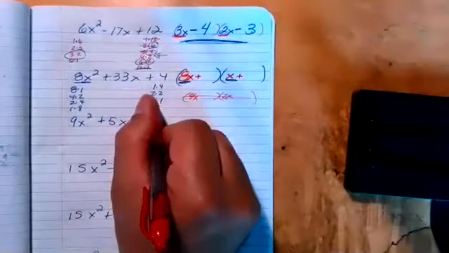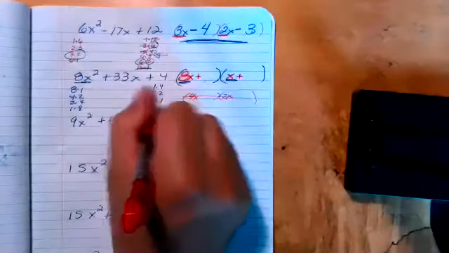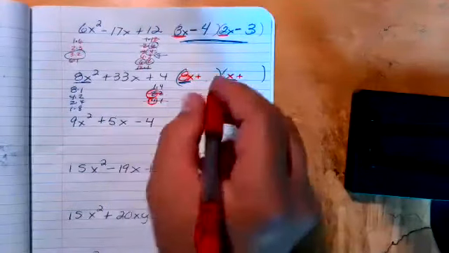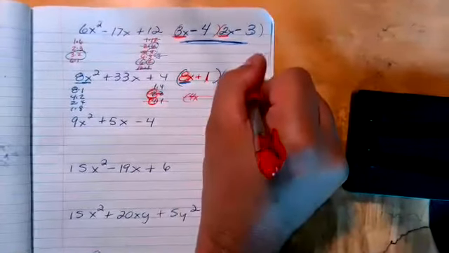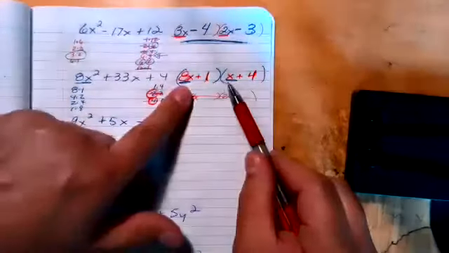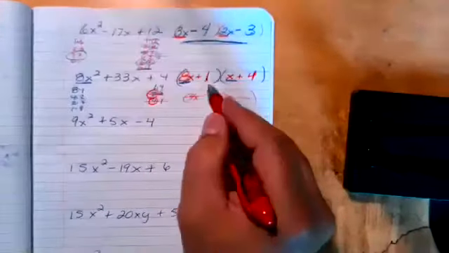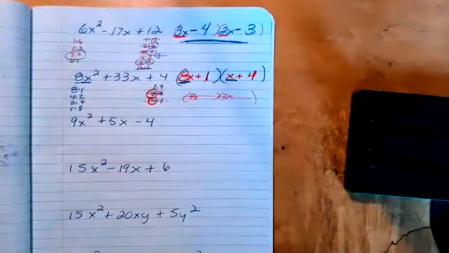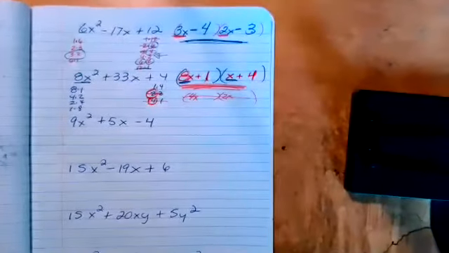I know I can't use 4 and 1 because of this 4. I can't put a 4 there. I can't use 2 and 2 because I can't have a 2 over here. My only viable choice is 1 and 4. I could check it. 8 times 1 gives me 8x squared. 1 times 4 gives me 4. And my inners and outers, 8 times 4 is 32, plus 1x is 33. These are hard problems.